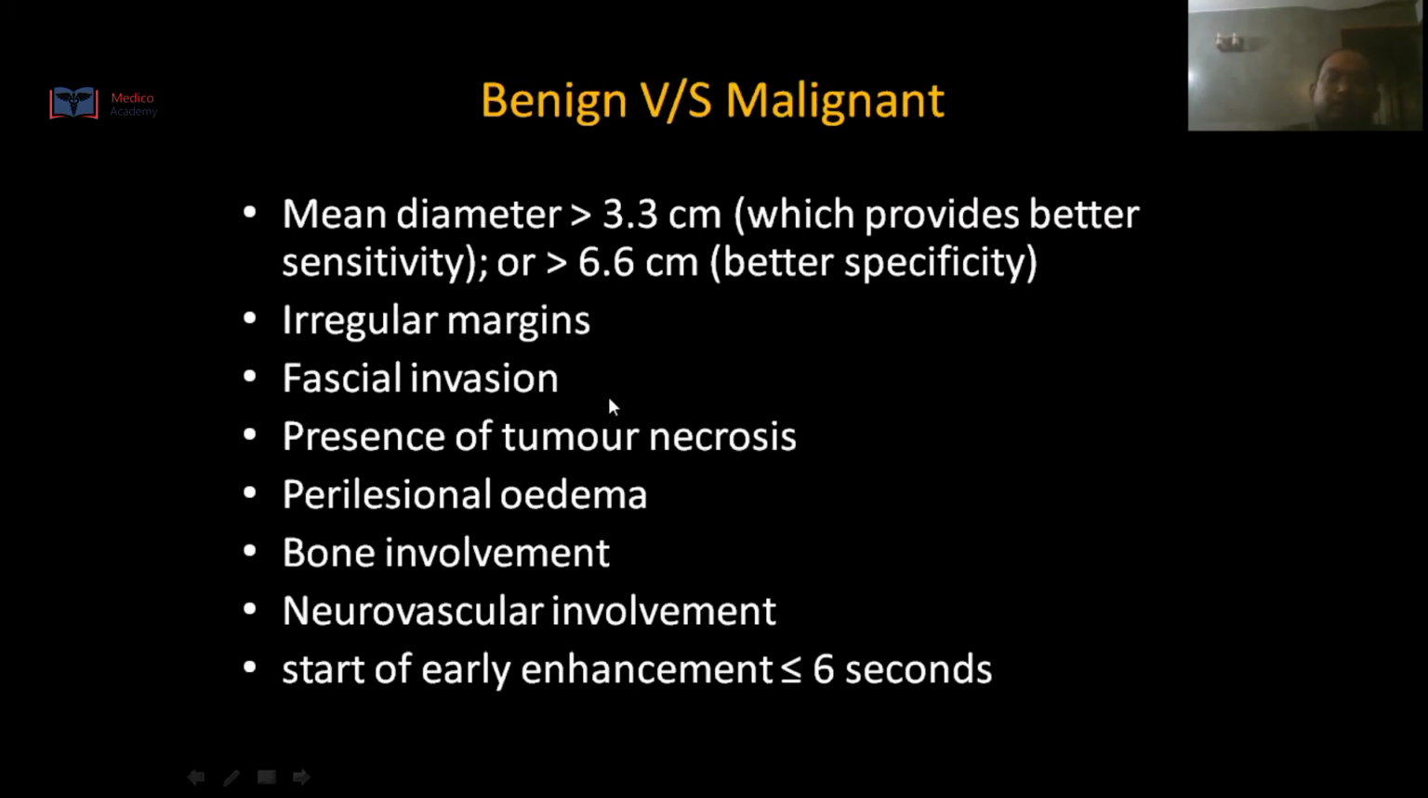The features which can differentiate a benign from a malignant lesion are the mean diameter, if more than 3.3 cm, which provides better sensitivity, and 6.6 cm, better specificity. Irregular margins, fascial invasion, presence of tumor necrosis, perilesional edema, bone involvement, neurovascular involvement. So these are all the features of malignant lesions. And also early enhancement, that is less than 6 seconds in case of dynamic imaging.